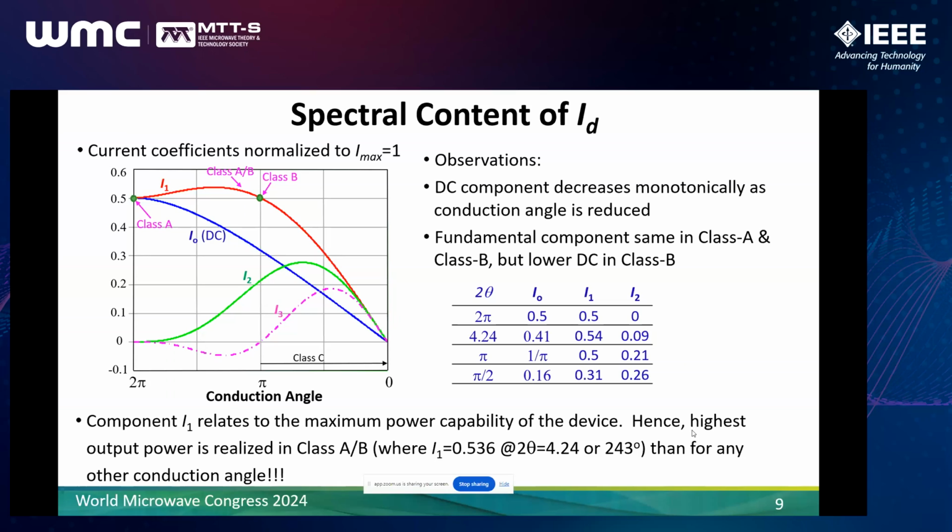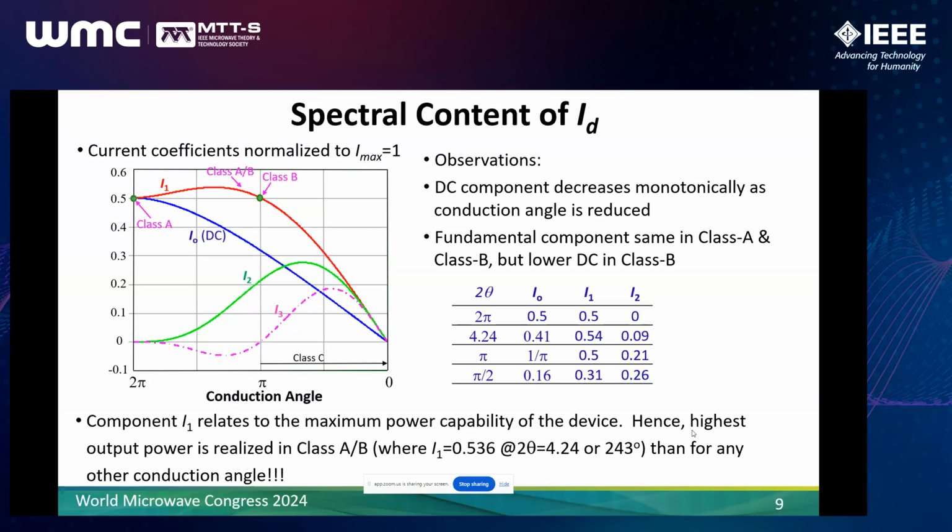There is a point in Class AB where the conduction angle is greater than pi. The power actually goes up, or the current component of the fundamental value actually increases. And as we, again, look at Class B and compare it to Class A, we can see that the DC current component is quite a bit lower in Class B than Class A. So we have the same fundamental component, but a lower DC value, and hence we would expect higher efficiency in Class B.